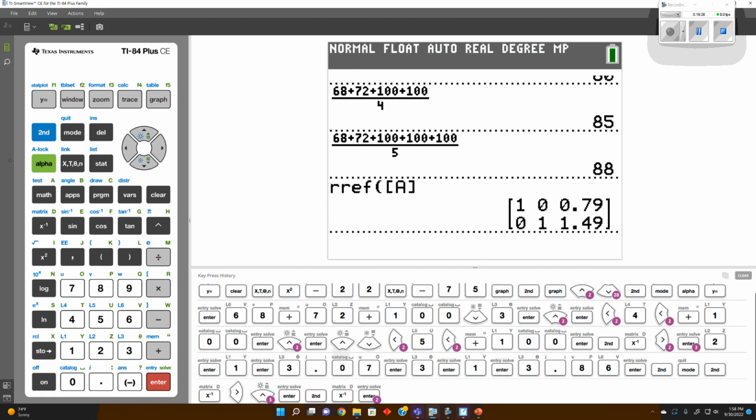So we said the first one was our tacos, the second one was our drinks, yes? So the first row is telling us that tacos are 79 cents, and the second one's telling us that the drink is 1.49. So the cost of the drink is $1.49.